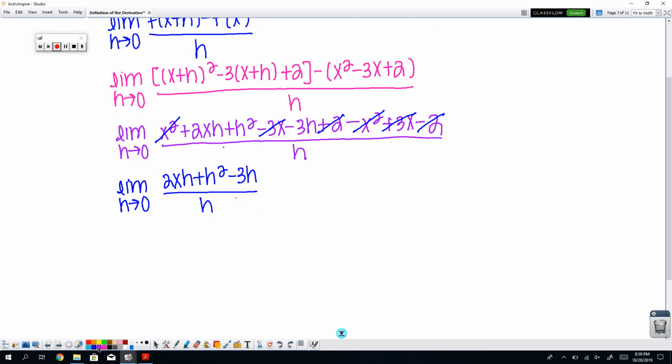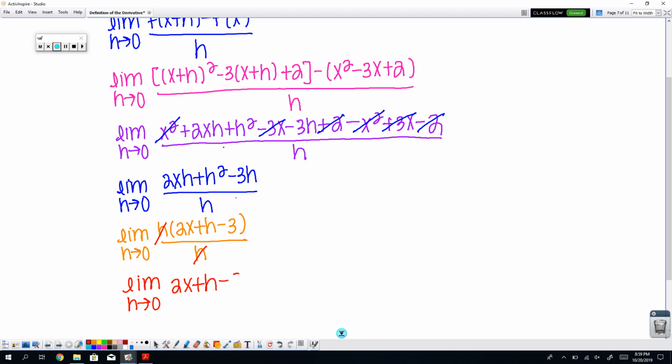Okay, now I'm going to go through and up top, remember our goal is to be able to cross out this h in the bottom, so we can take out an h from the top. The limit as h approaches 0, factor out an h up top, 2x plus h minus 3 all over h. Cross out the h's, how nice. Now we have the limit as h approaches 0 of 2x plus h minus 3.